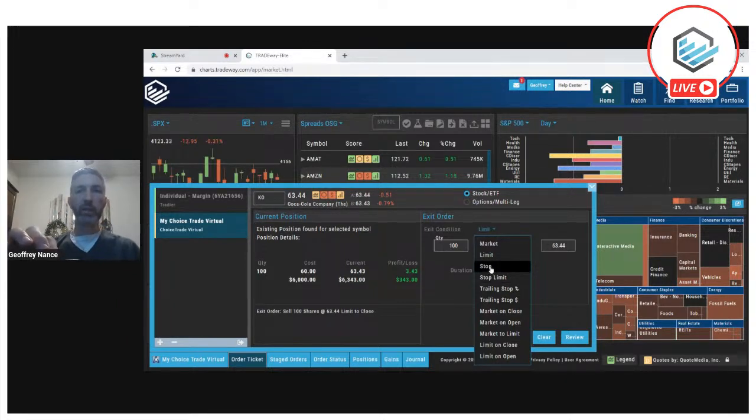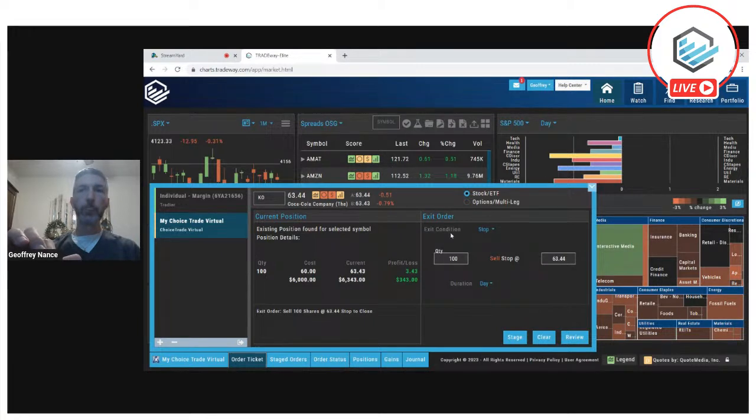So let's just go ahead and click on stop here. You'll notice it says the quantity. Of course, you can change the quantity, but most people, if they're stopping out, are going to want to stop out with all of their shares. You would set a price. Remember, your price needs to be lower than the current price. If you set a stop loss at a higher price, you're not stopping losing, you're stopping winning. So stop losses always go below current price.